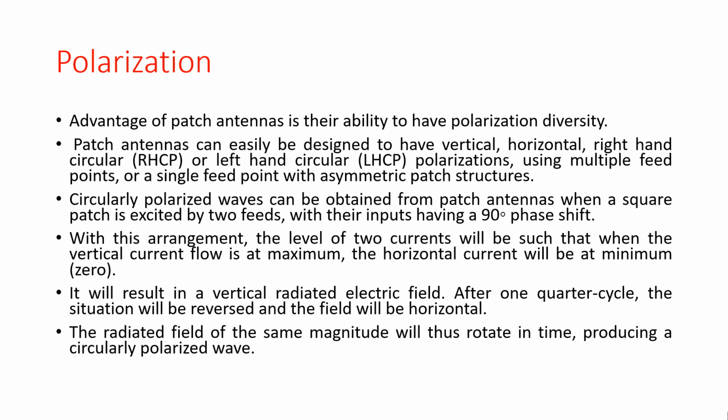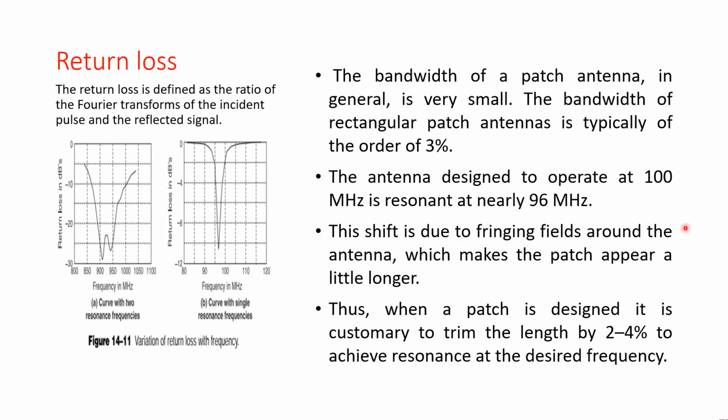So in this case, you can obtain a circular polarized wave. Depending upon which way you want, accordingly you have to design it. Next parameter is return loss. Return loss is defined as the ratio of the Fourier transform of the incident pulse and the reflected signal. So it's a ratio of incident pulse and the reflected signal.